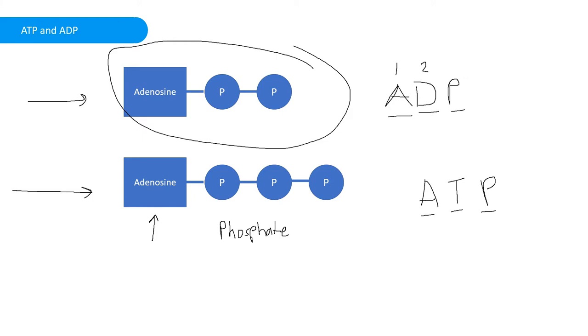So in order to make ATP from ADP, what we've got to do is somehow attach another phosphate onto the end here. And that allows us to recycle ATP in a process called phosphorylation, basically adding a phosphate group onto the end.